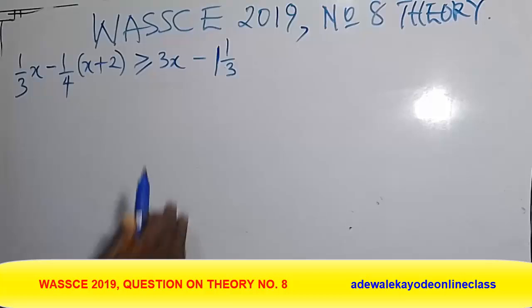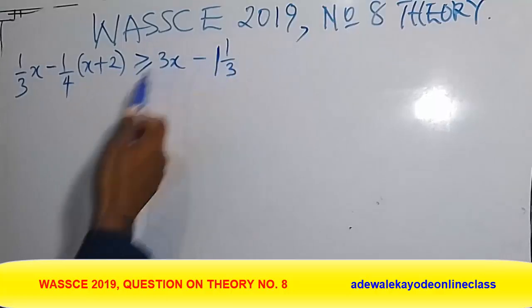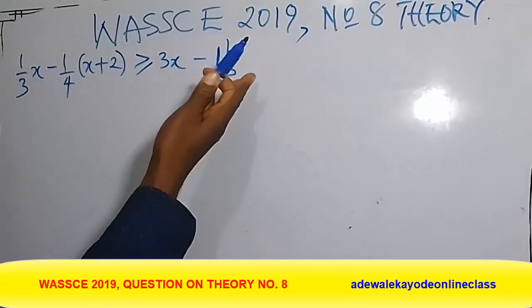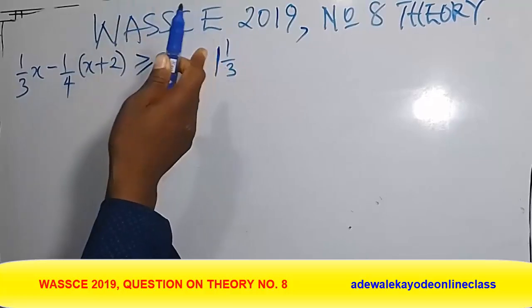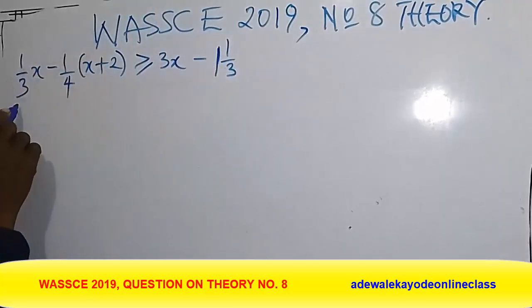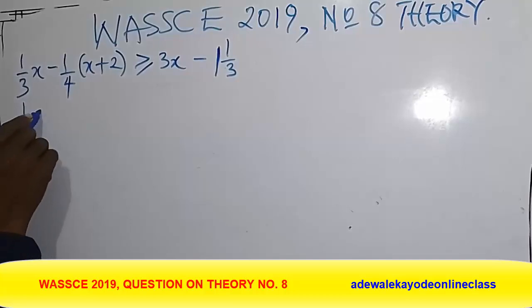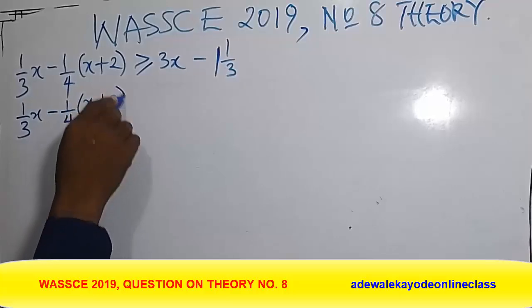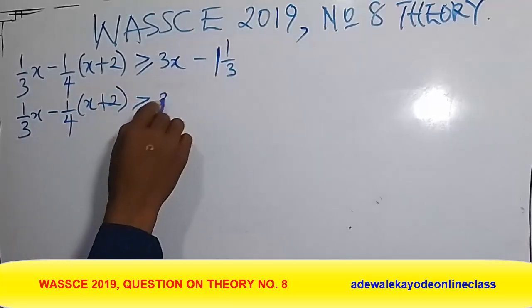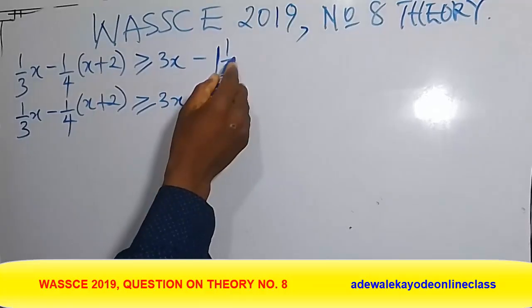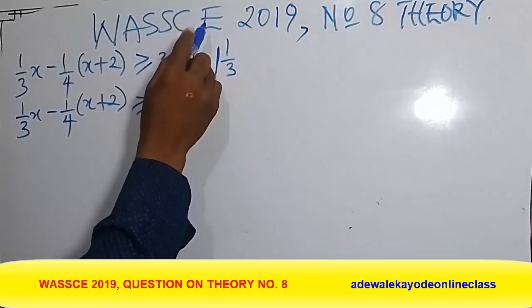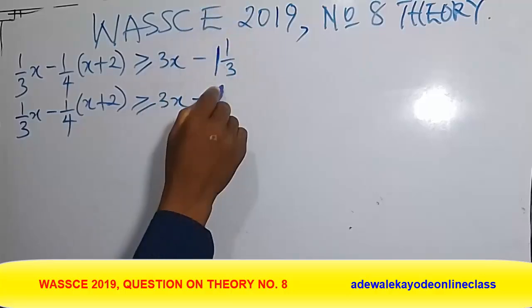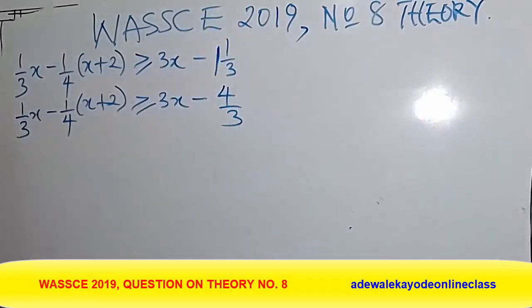The first thing to do is that you have seen a mixed fraction, so we first convert it into an improper fraction. So let's first of all do that. That's 1 over 3x minus 1 over 4 into (x + 2) greater than or equal to 3x minus, convert this: 3 multiplied by 1, which is 3, plus 1, that will give us 4 over 3. Now, the next thing to do is to clear this fraction.